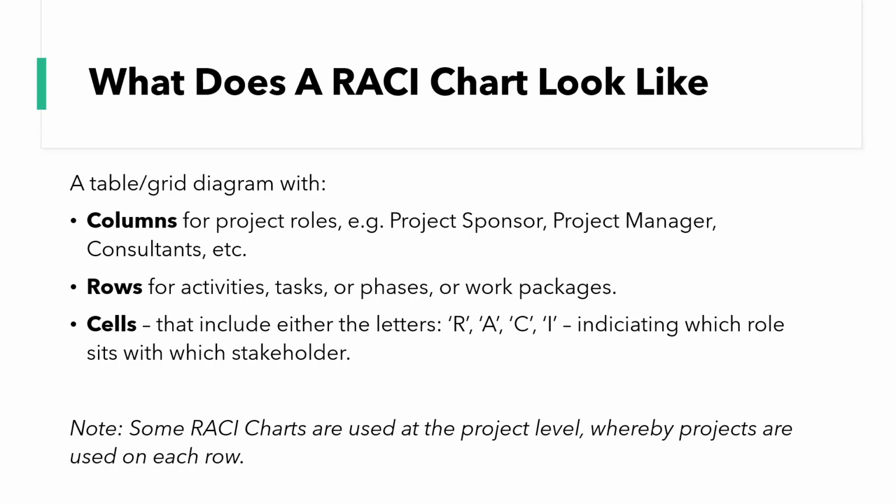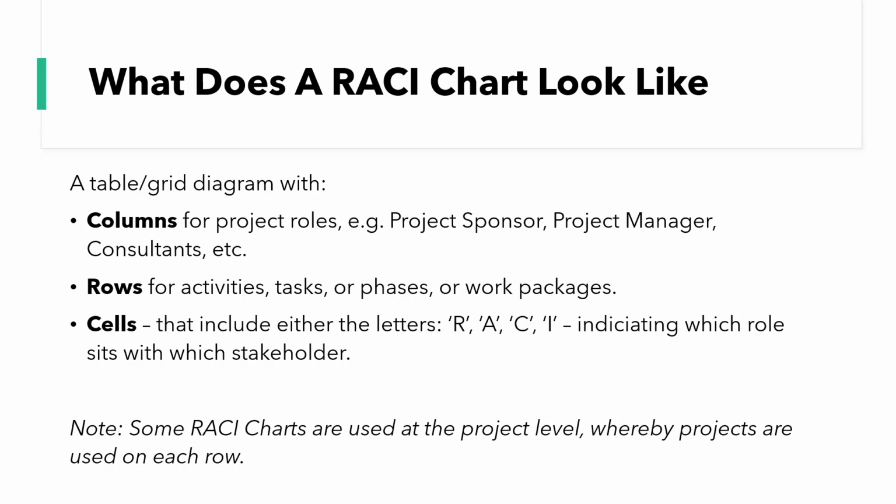I'm going to be sharing with you an example in a moment, but just so you can quickly visualize it, you need to kind of think about it as a table or a grid. It's a diagram that has columns, rows, and cells. The columns are typically used to show the project roles, so that could be a project sponsor. You'll typically find the project manager on there as well. Then you can have some extra roles such as consultants.